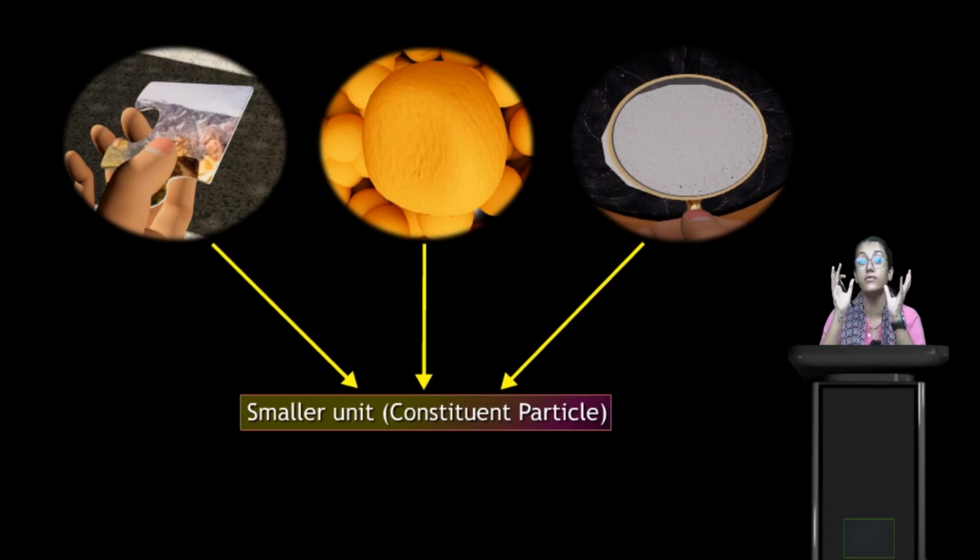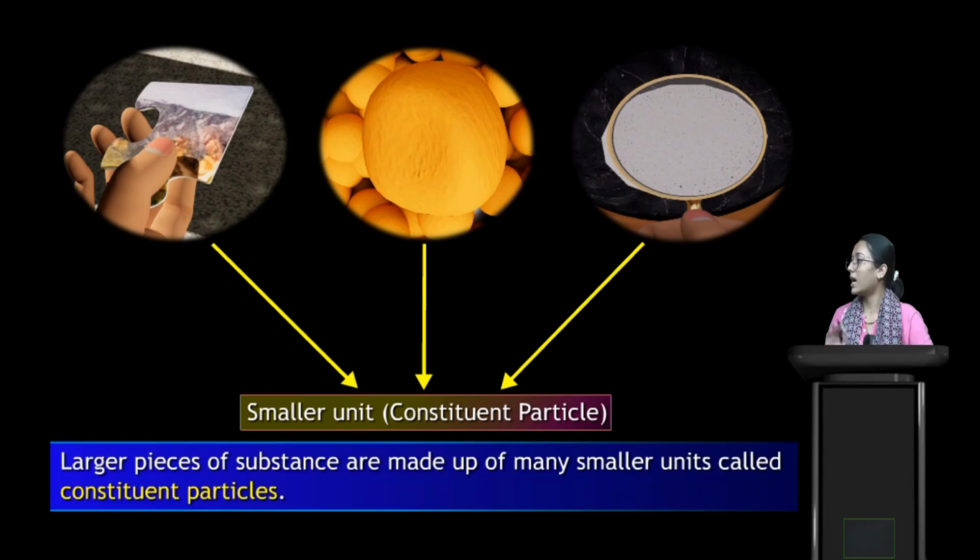And the small particles of chalk are known as what? Constituent particles of chalk. So the larger pieces of substances are made up of many smaller units called constituent particles. The characteristics of the constituent particles will also be similar to the big object which they are constituting. So, larger pieces of substances are made up of many smaller units called what? Right, constituent particles. Clear everyone?